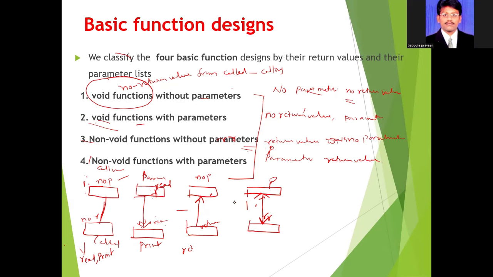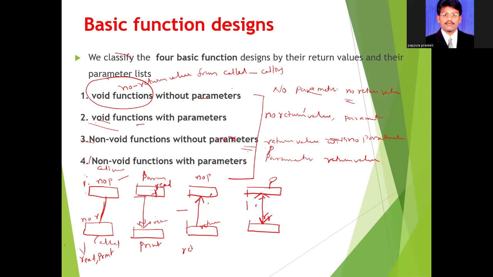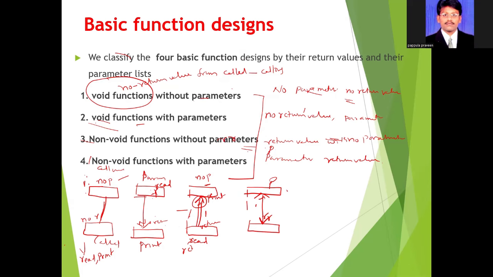Next. Now third one is the one where reading is in the called function, and printing is in the calling function. We have to send, observe here, the arrow mark. Values are sent from called function to calling function. That's why you print values in the calling function.